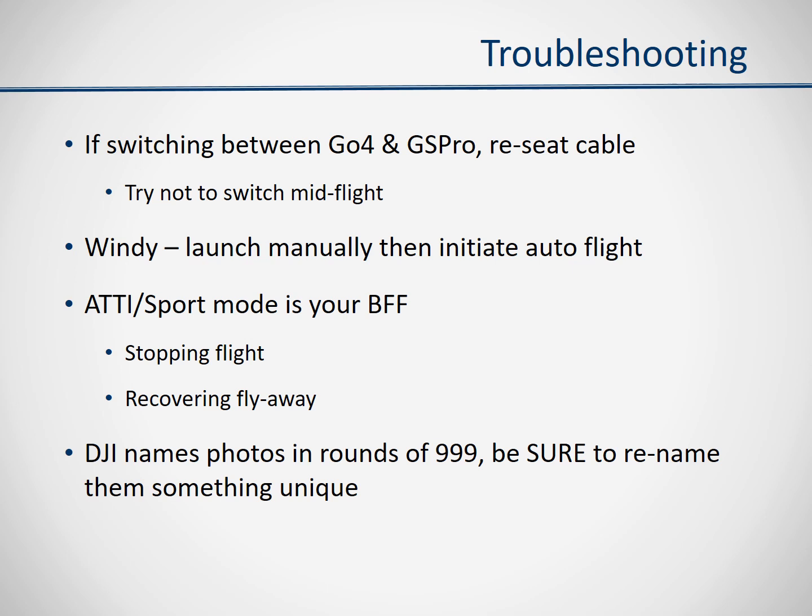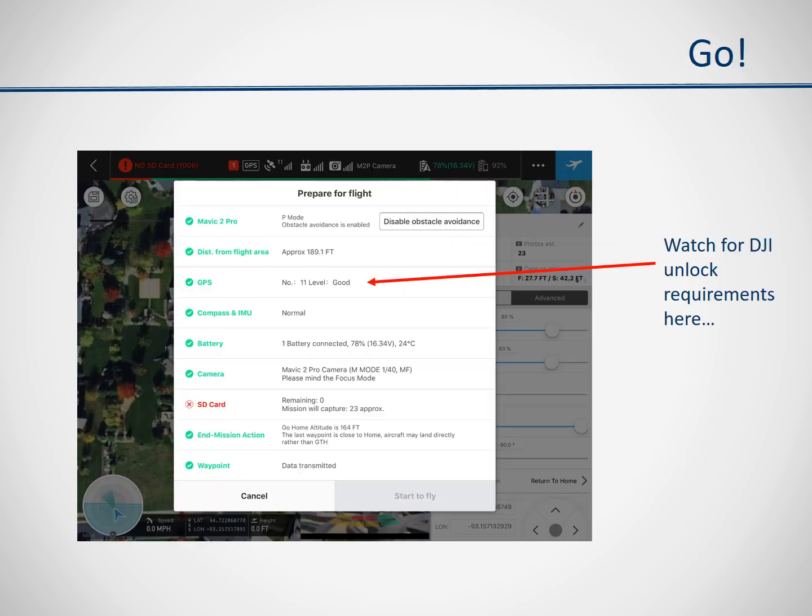Be sure to rename them something unique, because DJI 0001 is the same as DJI 0001 in the next folder. So if you don't have them renamed and you try to use those photos in the same model, it won't work because they'll be essentially in the same thing. So definitely name your photos if you are rounding that 999.